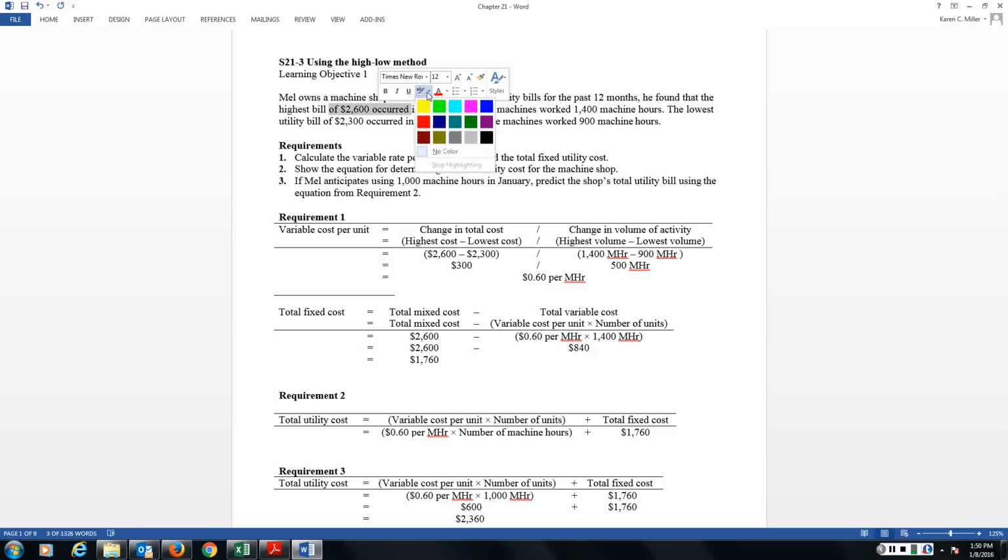Let's just do some highlights here. Their highest bill was $2,600 that occurred in August, and when that occurred, their machines were running 1,400 hours. So why are we looking at utility bills and machine hours? This is what is driving those costs. Utility bills have a fixed component and a variable component, and we want to be able to separate those.